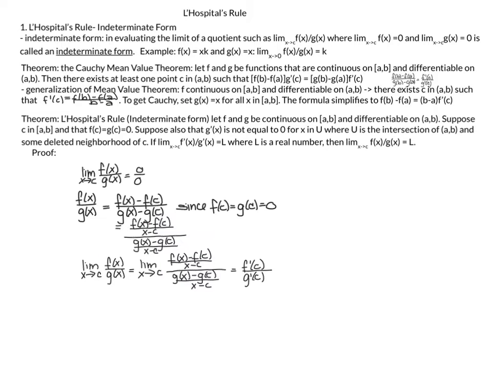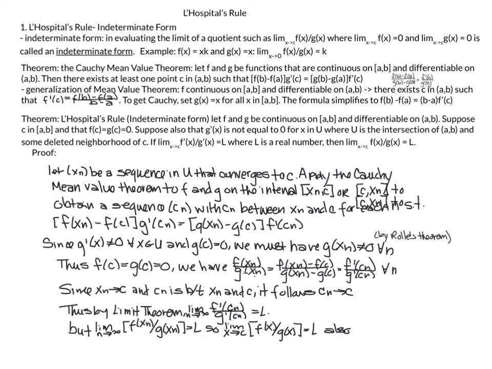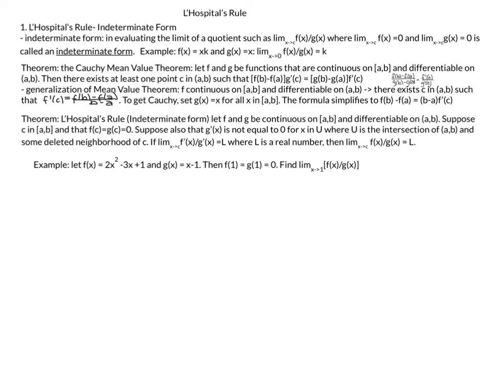Now when I look again at the limit as x approaches c, I have the limit of f of x minus f of c over x minus c, over g of x minus g of c over x minus c. This here in the limit is f prime of c, and this here in the limit is g prime of c. So I have the limit as x approaches c of f of x over g of x is equal to f prime of c over g prime of c. I have this alternate proof, which is much more complicated, and I won't go through it, but I have it here for your reference. Here we have our first example.